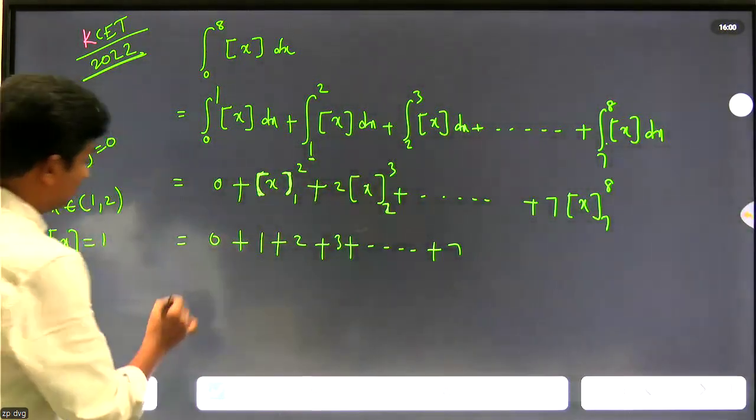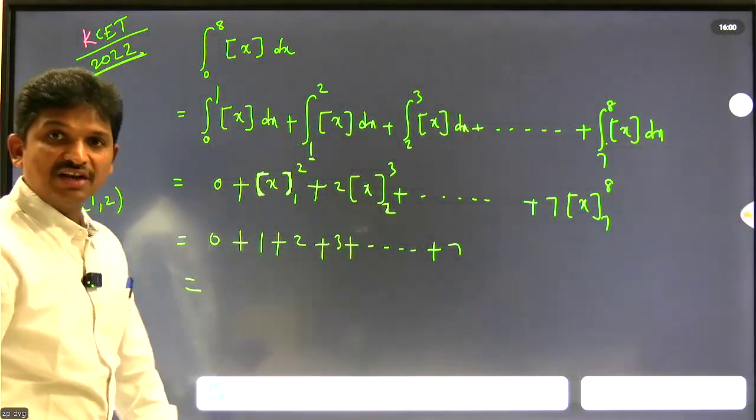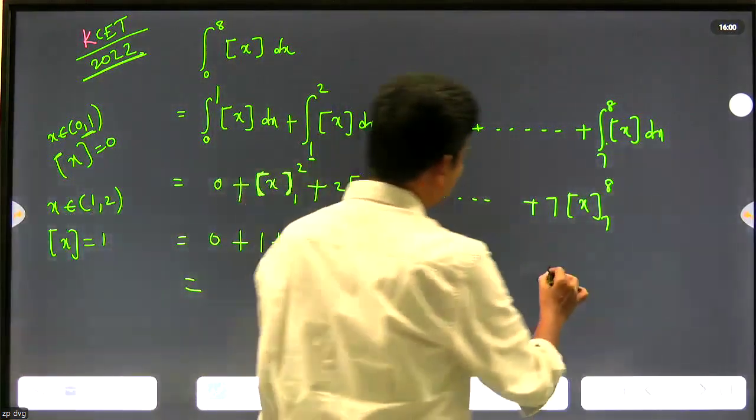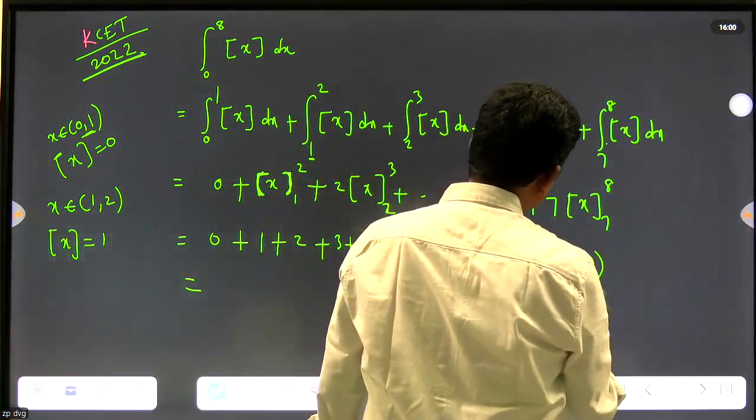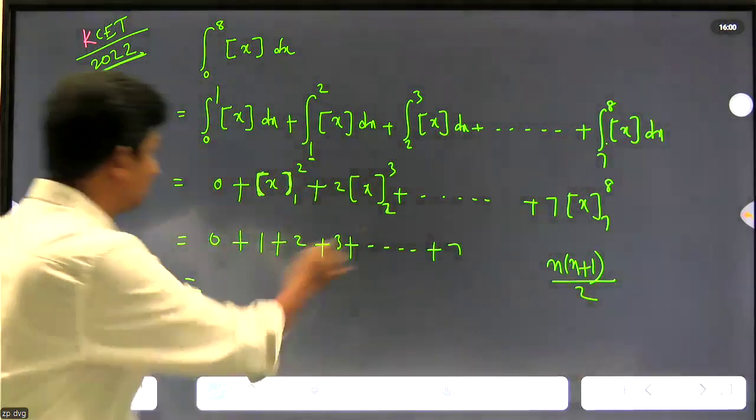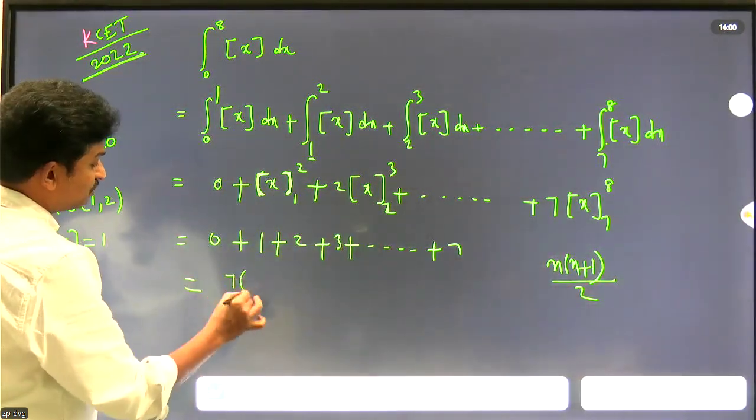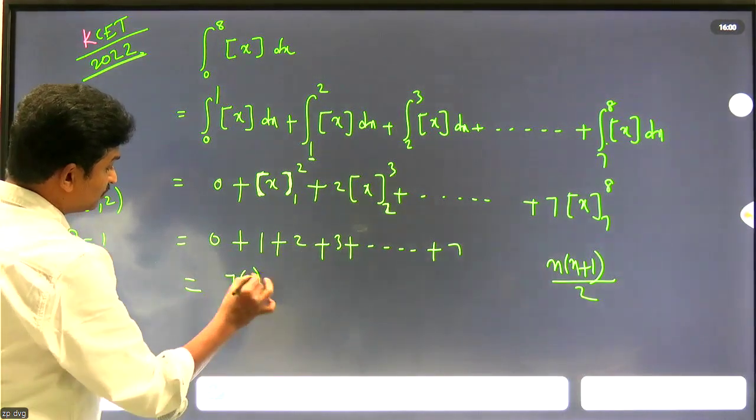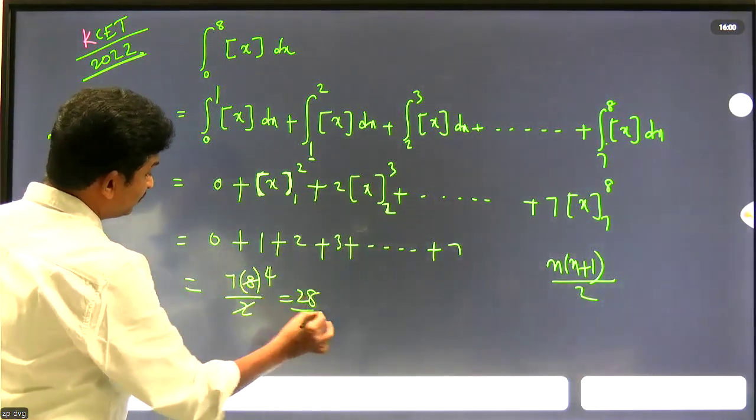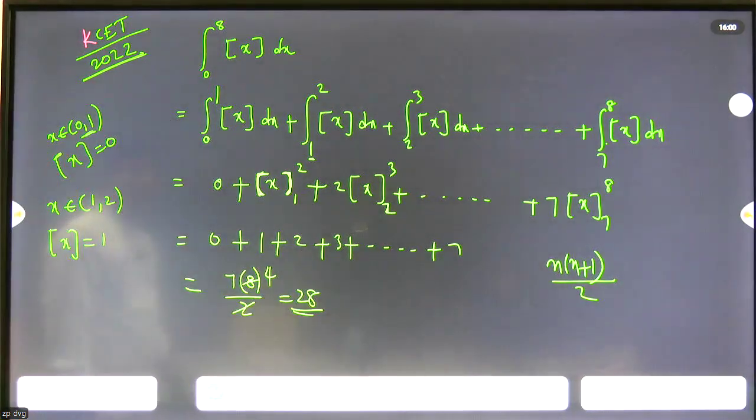Okay, so this is nothing but the sum of the first 7 natural numbers. The formula for the sum of the first 7 natural numbers is what? n into n plus 1 divided by 2. So in place of n, here 7 is there, right? You can exclude this. Sum of first 7 natural numbers: 7 into 7 plus 1, 8, divided by 2 is 4, so 7 fours are 28. So for this problem, the answer is 28.